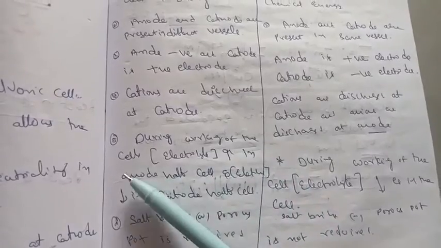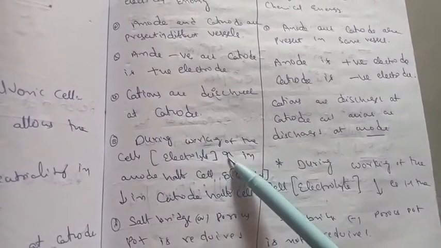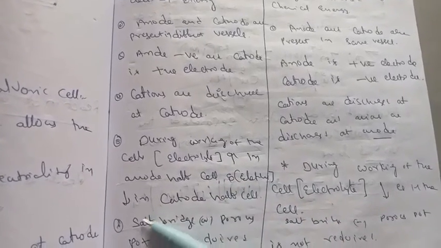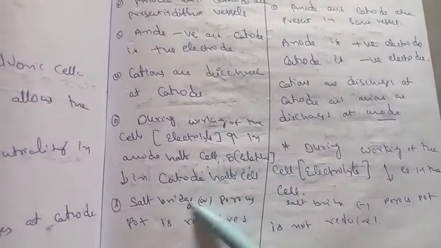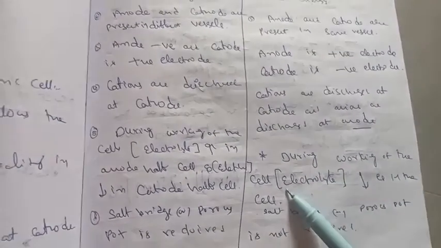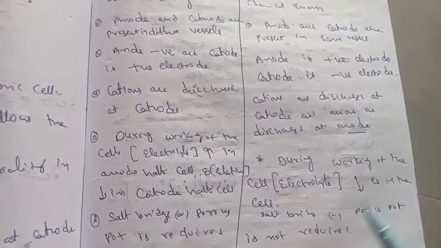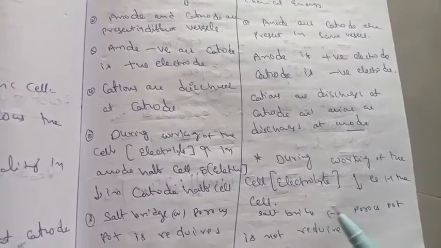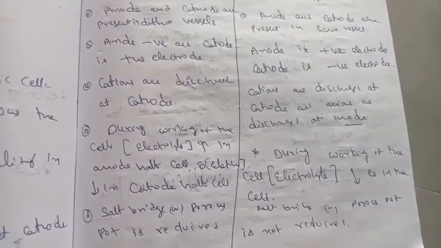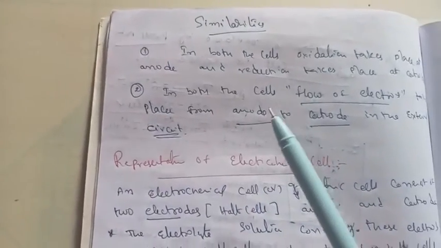During the working of the electrolytic cell, the electrolyte concentration decreases. In the electrochemical cell, the salt bridge is very important and required, whereas in the electrolytic cell, the porous pot and salt bridge are not required. These are the differences, and these are the similarities of the two.